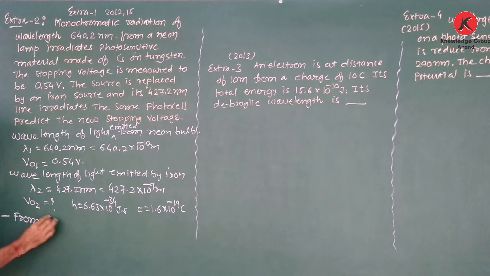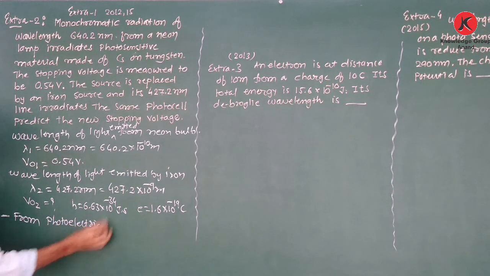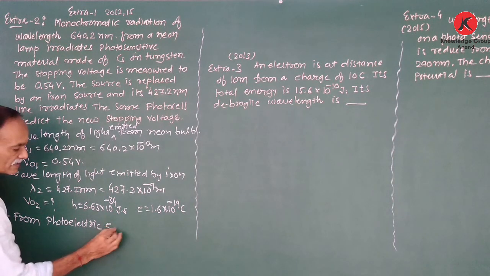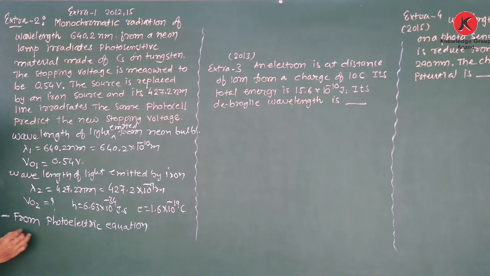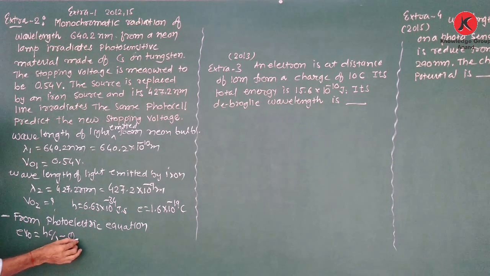From the photoelectric equation, we know that eV0 is equal to hc upon lambda minus phi 0. Phi 0 is the work function. Right? Now for lambda 1 and stopping potential V01, so there is equation 1.